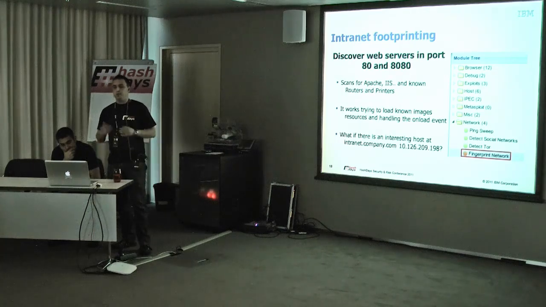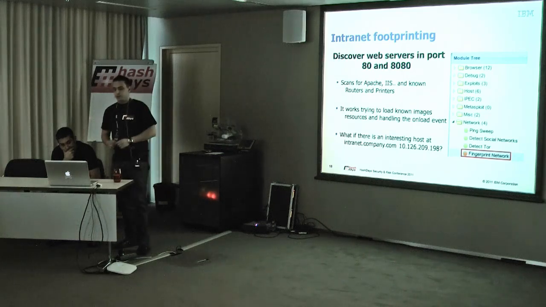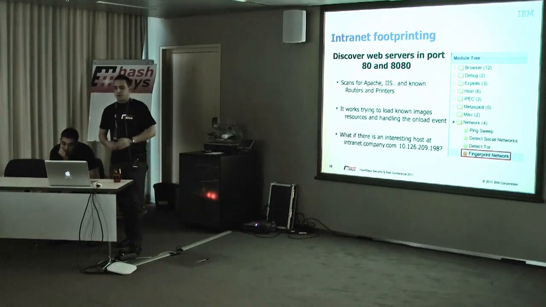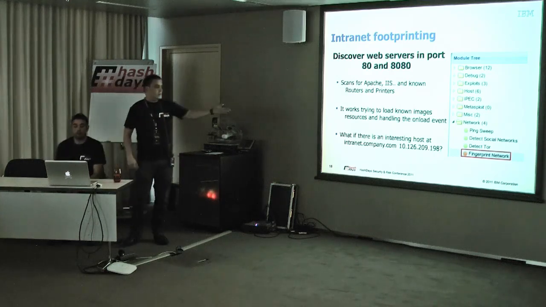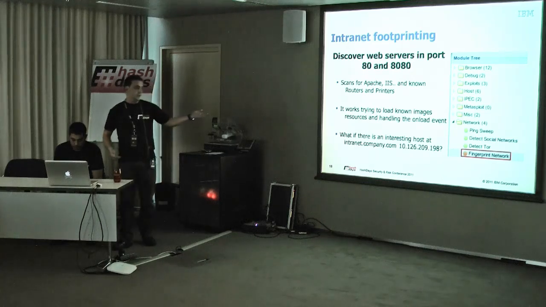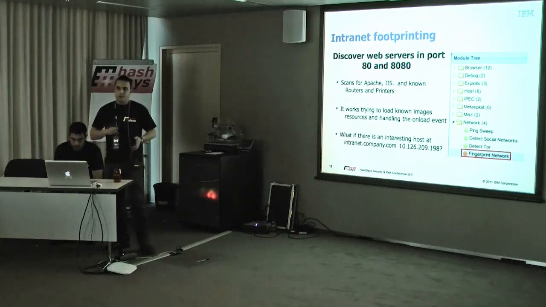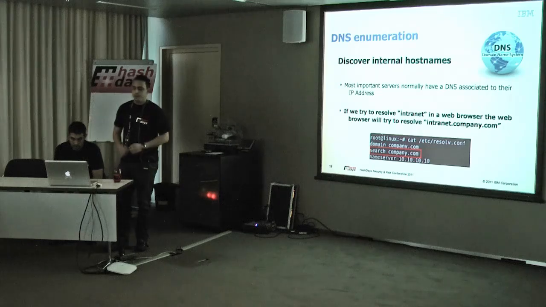But if we try to scan all the possible subnetworks, that's not practical. We need a lot of time. So what happens if we have an interesting host on a random IP address? For example, a known host like intranet.company.com. If we try to scan every subnetwork, we can't guess that it's in that IP range. So we're going to use a different approach here. We're going to use DNS enumeration.